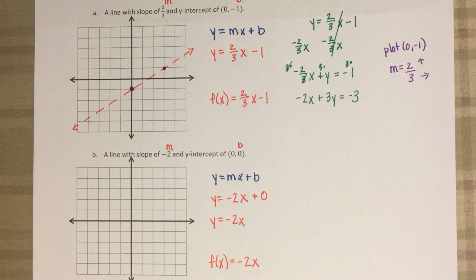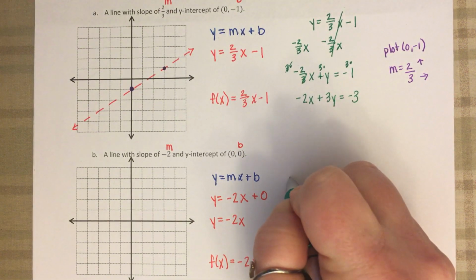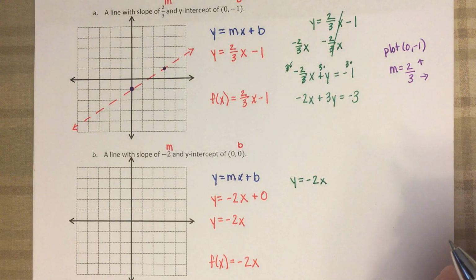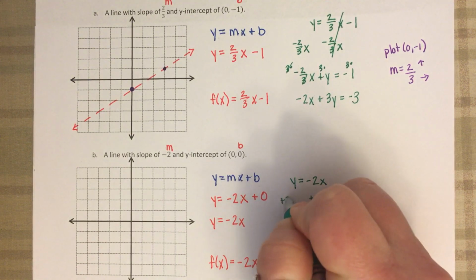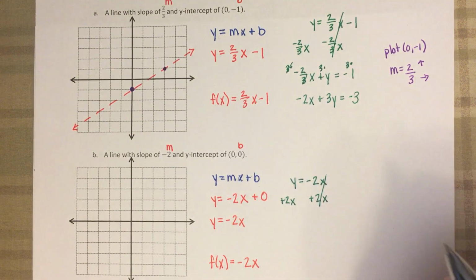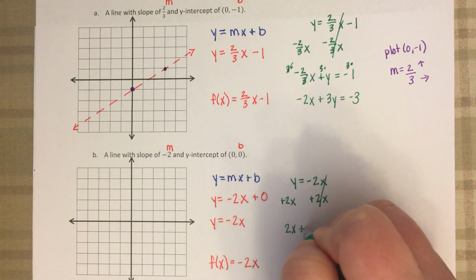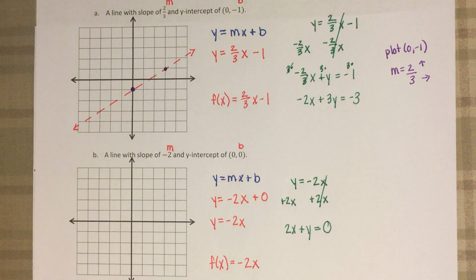Right, to get our standard form, we're going to go back to our slope-intercept form, and we're going to get x and y on the same side. So again, I'm going to start by recopying this. Y equals negative 2x. We want x and y on the same side, so I'm going to add 2x to both sides. Right. On the right, they cancel. On the left, we have 2x plus y, and on the right, since they cancel, we have a 0 left over.